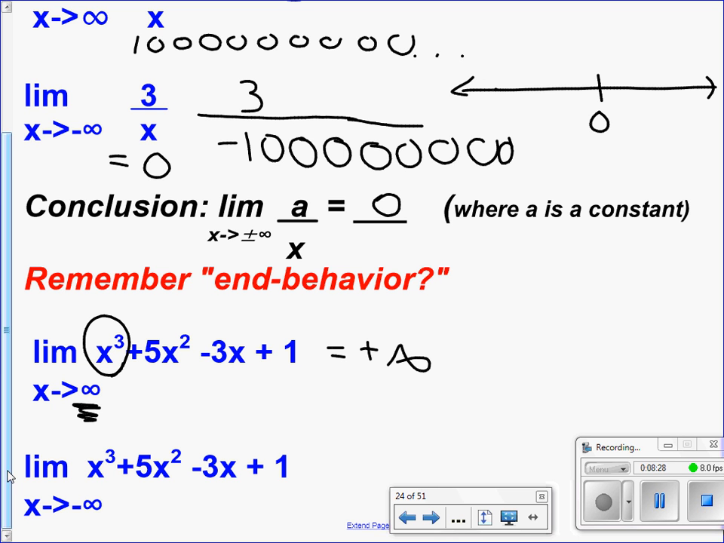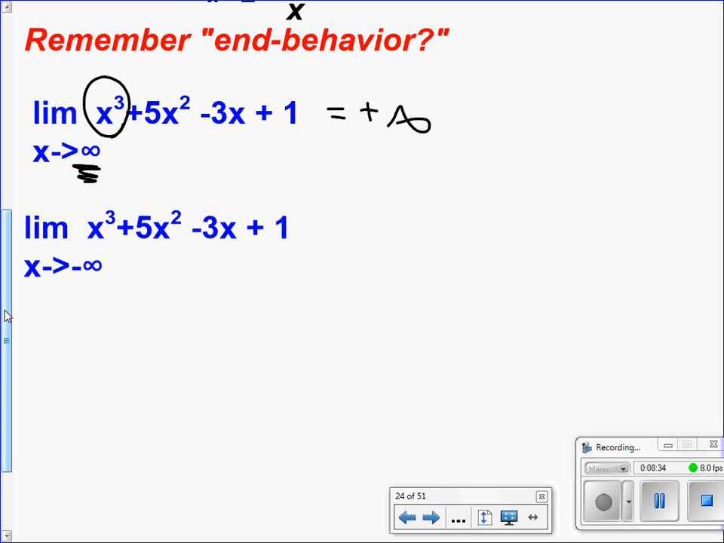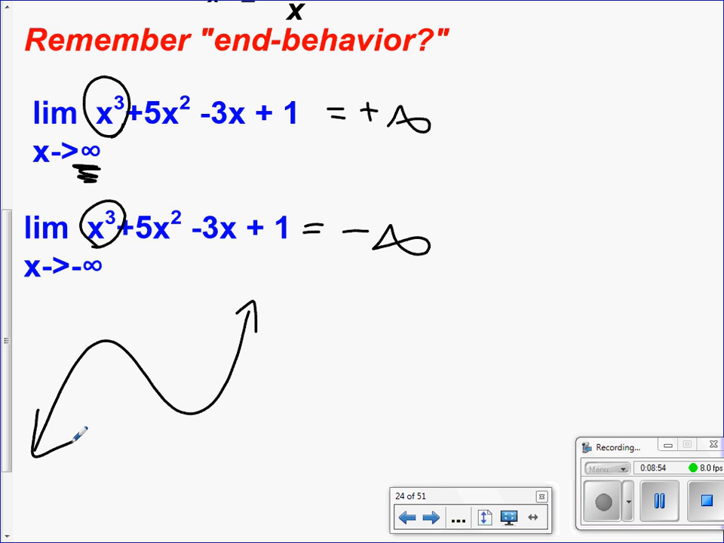And if we look at the other end, if we look at the y values as x approaches negative infinity, again, look at the leading term. A negative number cubed, negative infinity. So it's saying as the x-coordinates approach negative infinity, the y's are also approaching negative infinity. So when I graph this cubic, you'll see it's going to go up to the right because as x approaches positive infinity, the y's go up. Okay.